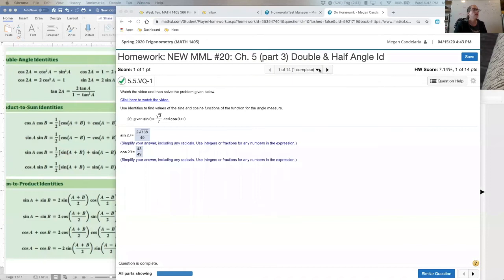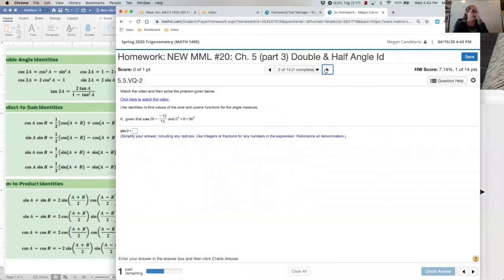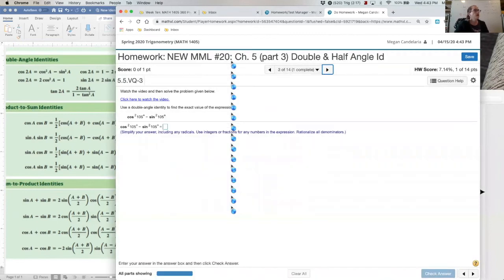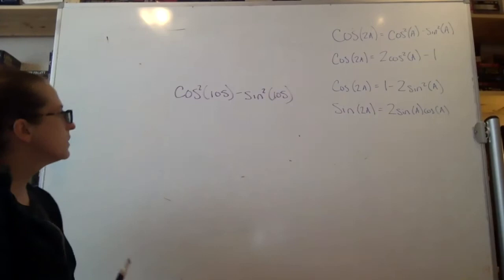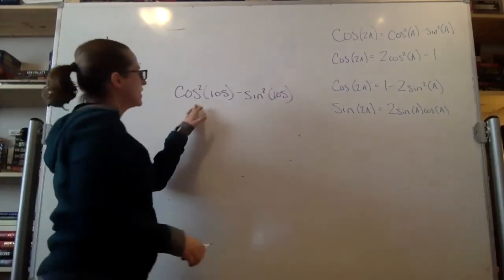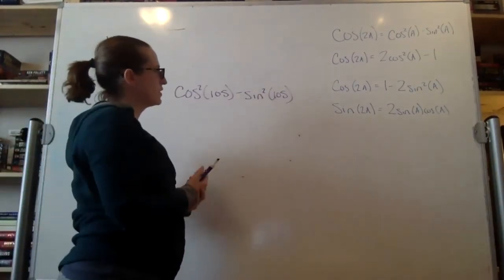All right. So let's go to our next odd problem and take a look at what that is. Use a double angle identity to find the exact value of the expression cosine squared of 105 degrees minus sine squared of 105 degrees. I'm going to put this up on the board and then we can talk about it. So we're asked to find the exact value of cosine squared of 105 minus sine squared of 105.